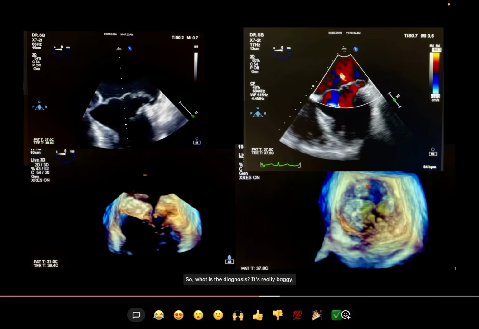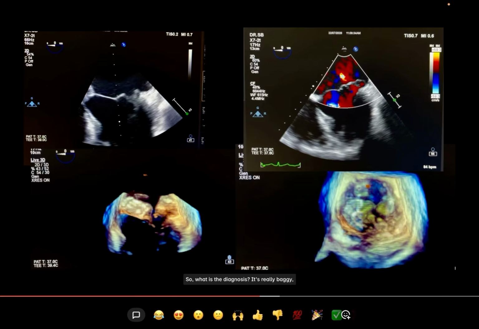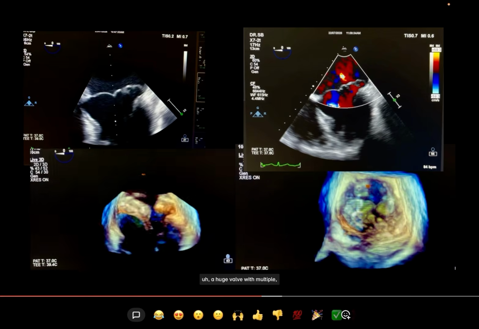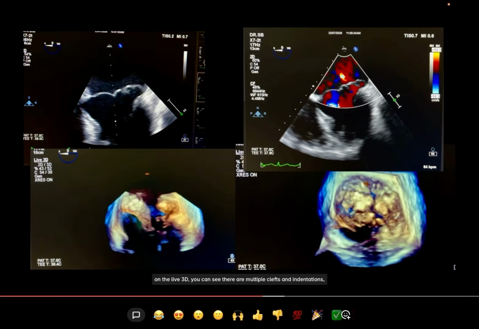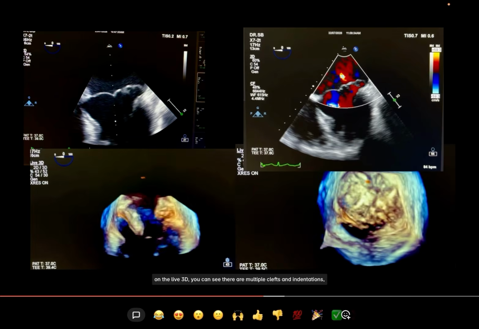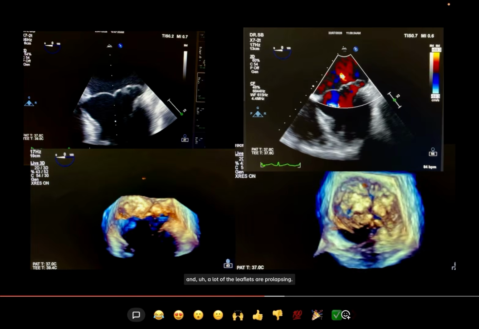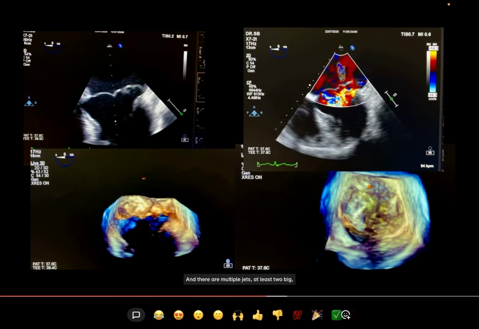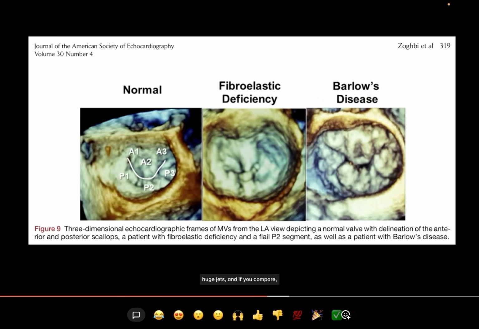Now, excessive leaflet motion. It's a 58-year-old gentleman with long-standing history of palpitations and breathlessness, which has been worsening over the last few years. So what is the diagnosis? So really baggy, a huge valve, and on the live 3D you can see there are multiple clefts and indentations, and a lot of the leaflets are prolapsing, and there are multiple jets, at least two big, huge jets.